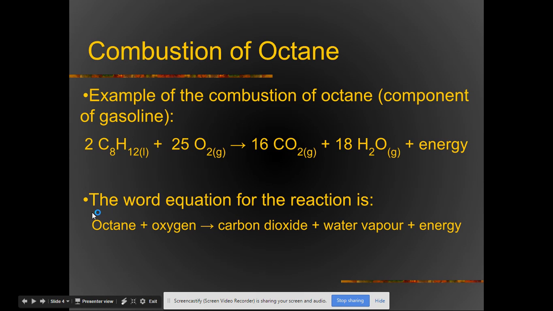The word equation for this reaction is octane plus oxygen produces, so arrow here, carbon dioxide and water vapor and energy. And you're like, well, water vapor, because we're in a gas state here. So water vapor.